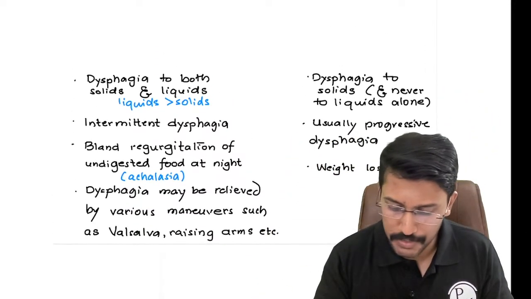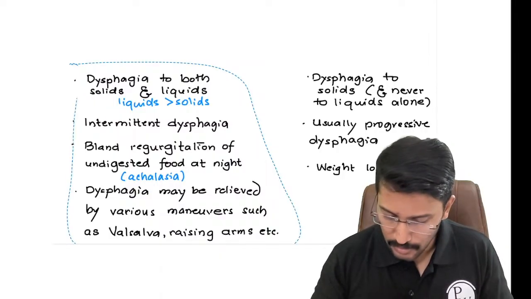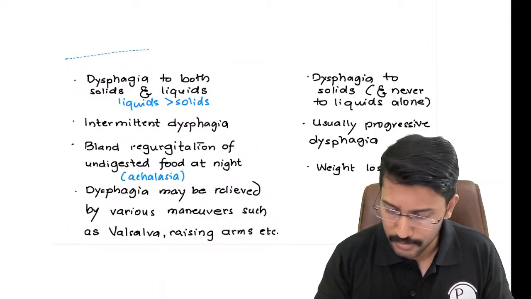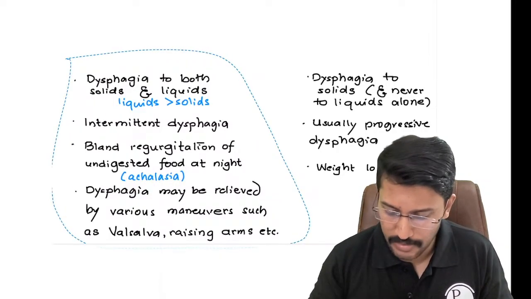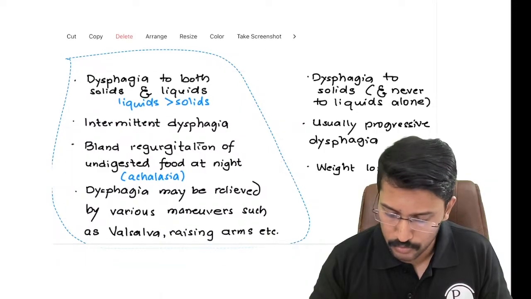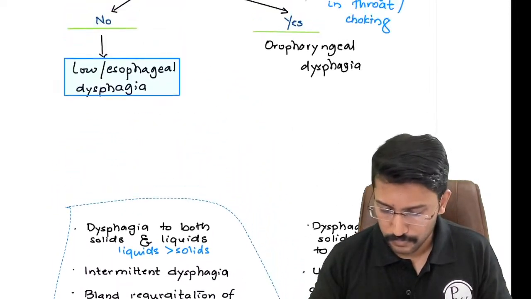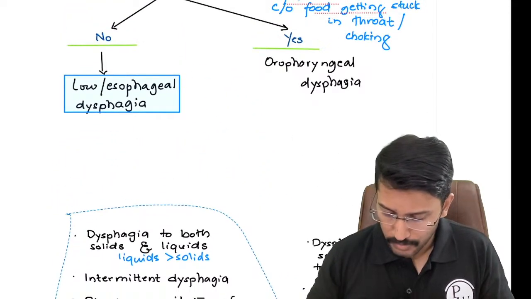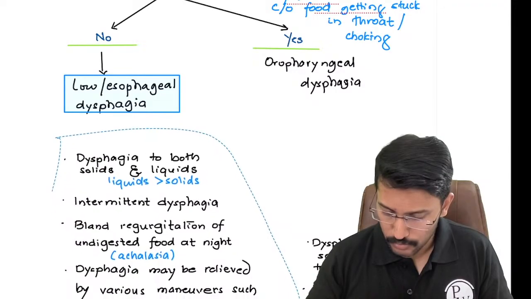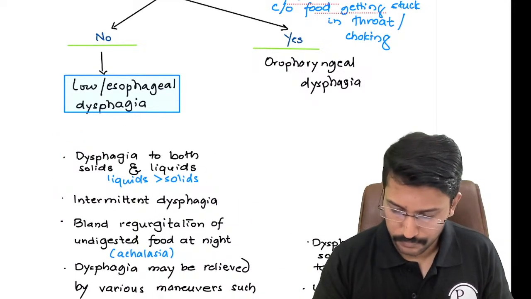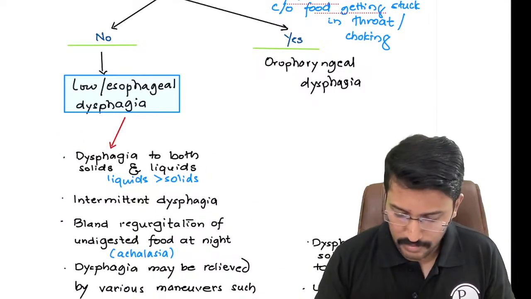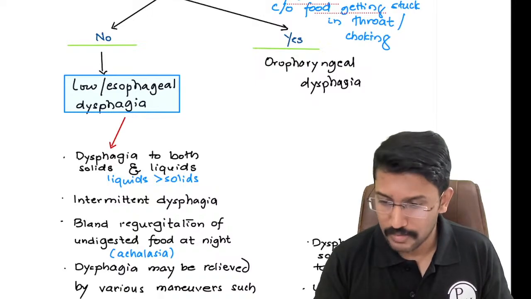So if these features are present, I will take it as a possible case of motility disorder, and in that case I will investigate. What is the investigation of choice for a diagnosis of motility disorder? Is it barium study or is it something else?